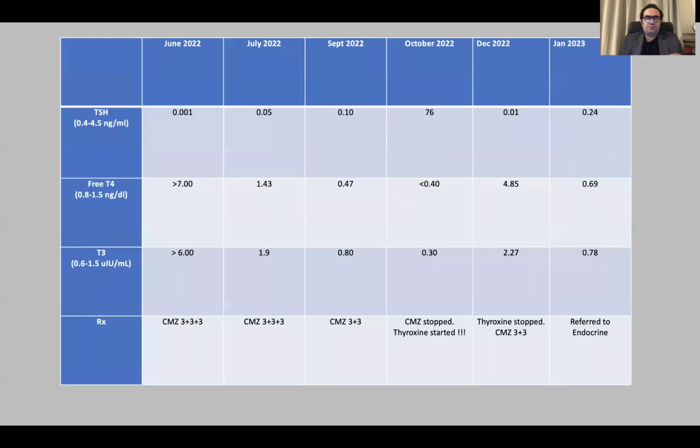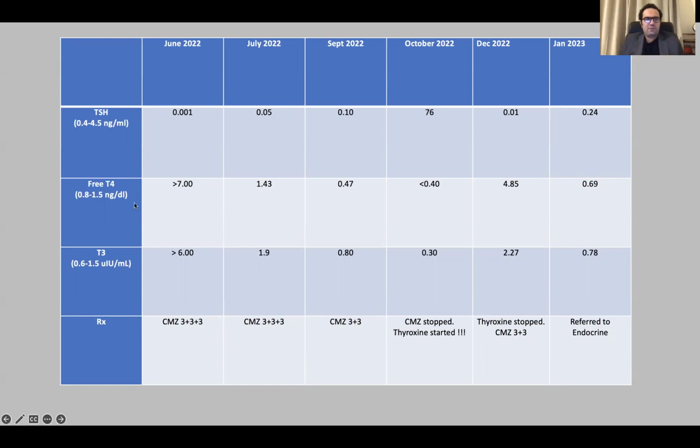So now this patient was started by some physician in June 2022 on this lab: TSH 0.01, T4 more than 7 and T3 more than 6, with carbimazole 3+3+3. Fair enough. The patient came after 1 month to the doctor, and the TSH was 0.05 and T4 of 1.43. Now, this is just for learning purpose.